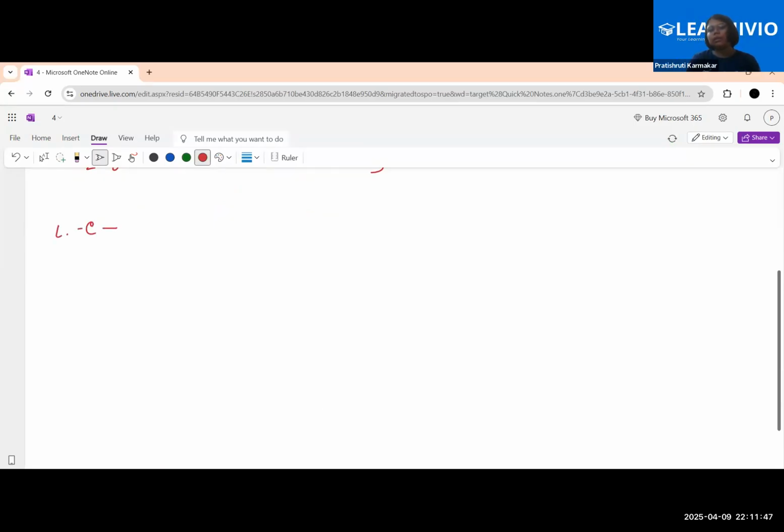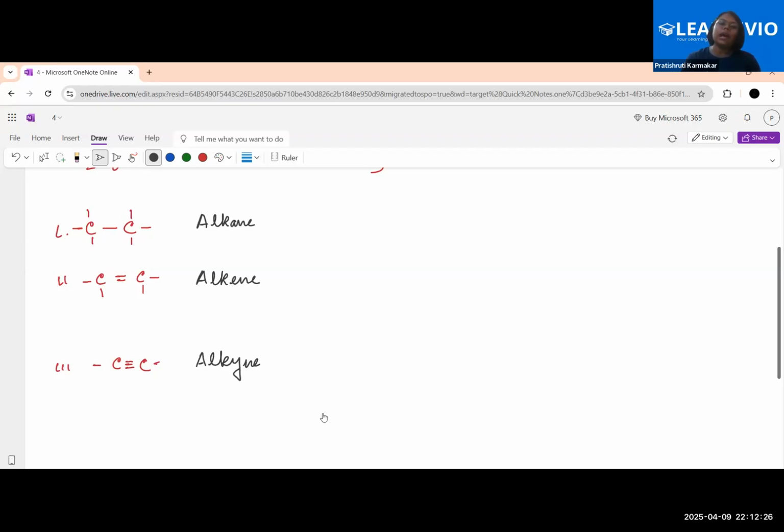So there can be three types of carbon-carbon bond. One is the carbon-carbon single bond, one is the carbon-carbon double bond, and then we have the carbon-carbon triple bond. The first one we call alkane, the second one is alkene, and the third one is alkyne.